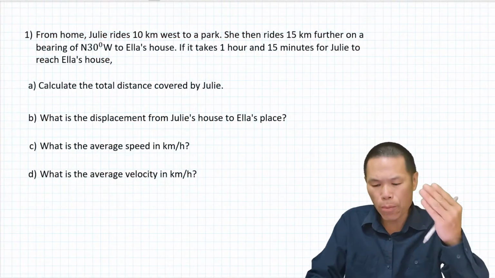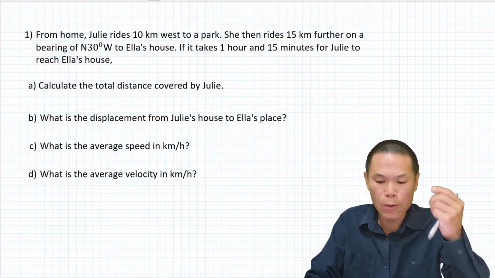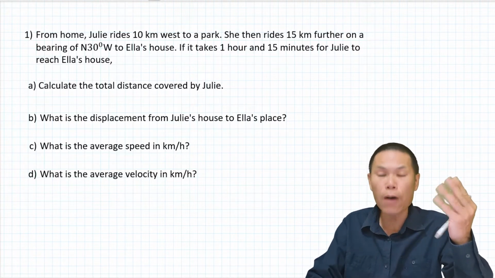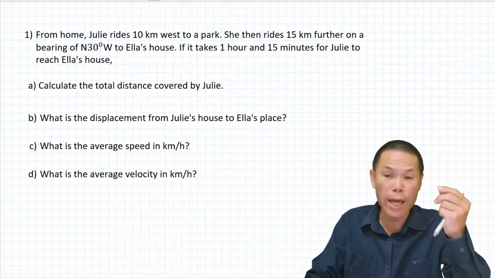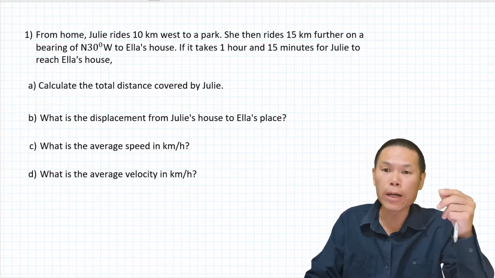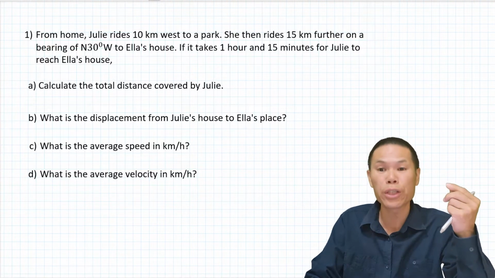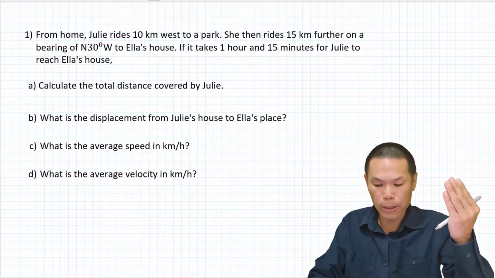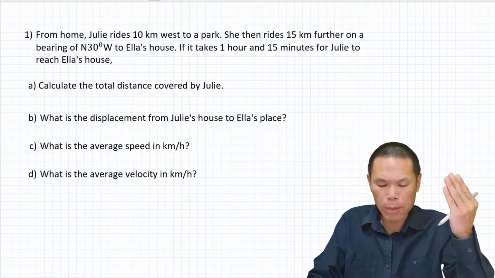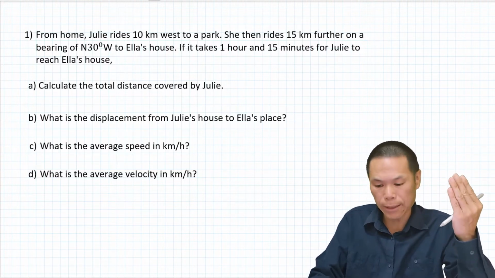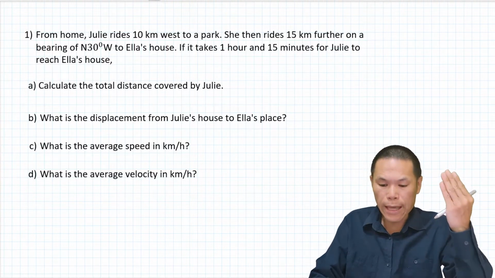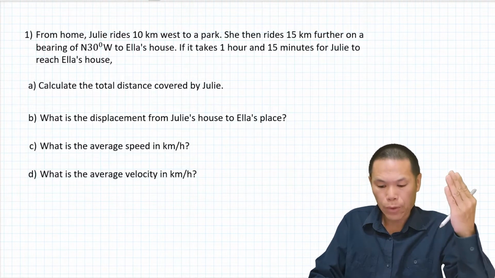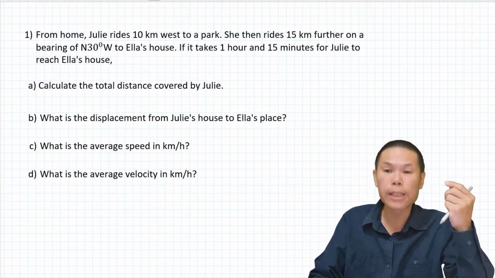First one. From home, Julie rides 10 kilometers west to a park. She then rides 15 kilometers further on a bearing of north 30 degrees west to Ella's house. If it takes 1 hour and 15 minutes for Julie to reach Ella's house, calculate the total distance covered by Julie. Part B. What is the displacement from Julie's house to Ella's place? Part C. What is the average speed in kilometers per hour? Part D. What is the average velocity in kilometers per hour?